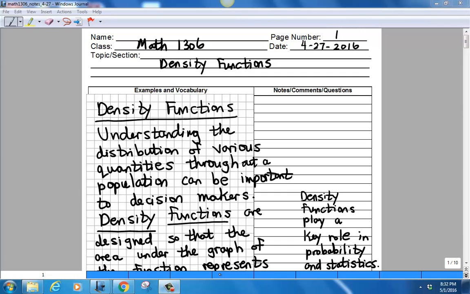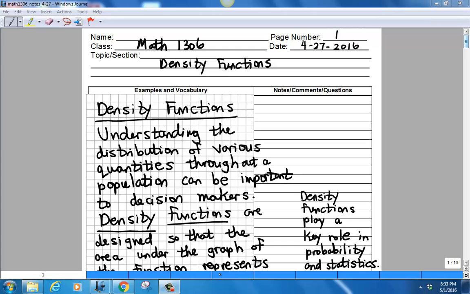And through the use of density functions, we can often determine the probability that a particular individual in a population or item in a population, it doesn't have to be a person, possesses a particular characteristic. So in this video, we're going to look at some examples of density functions.